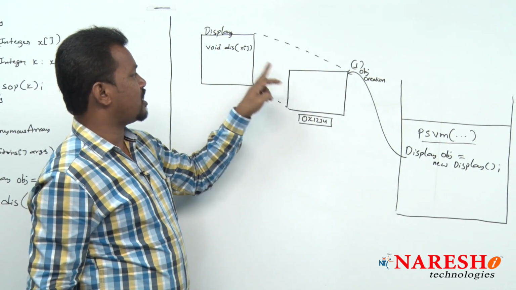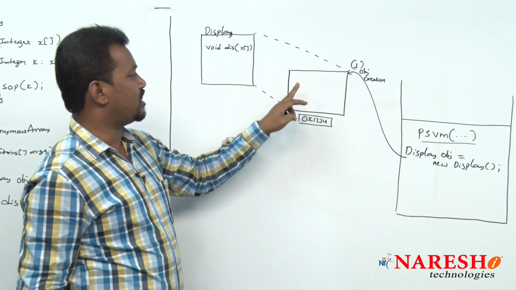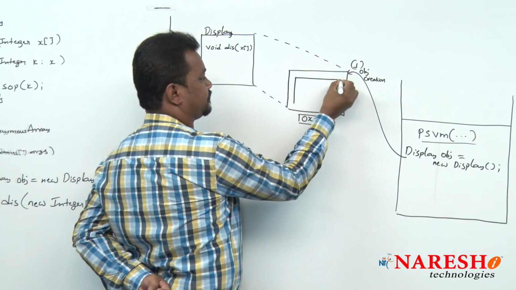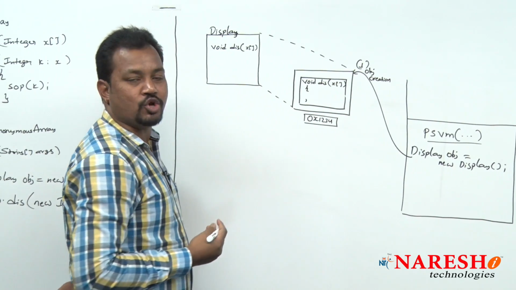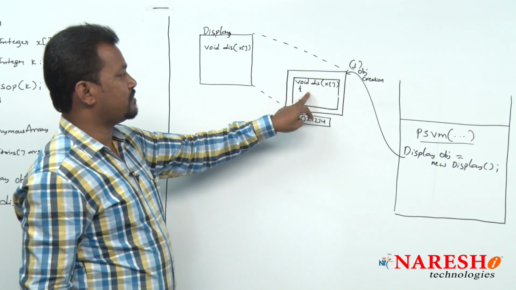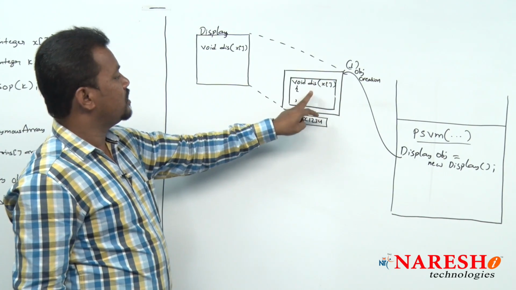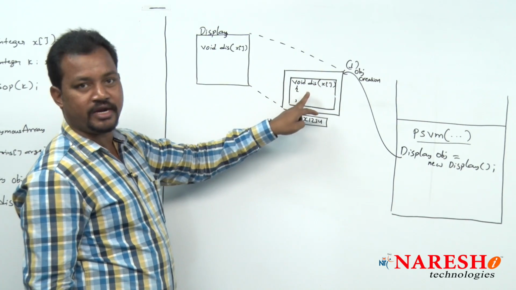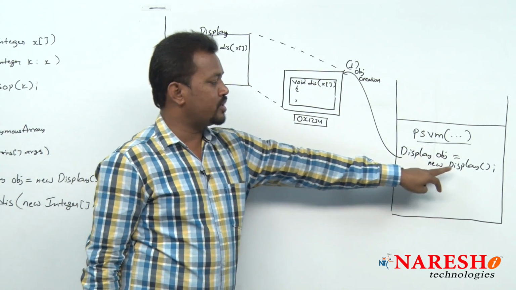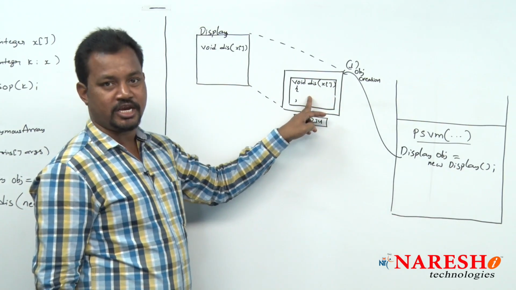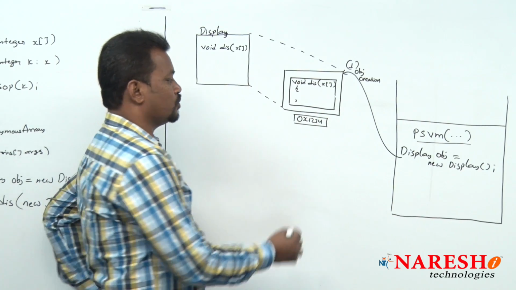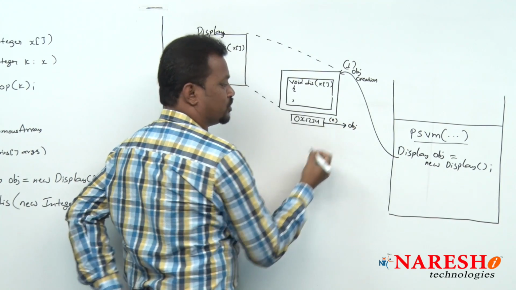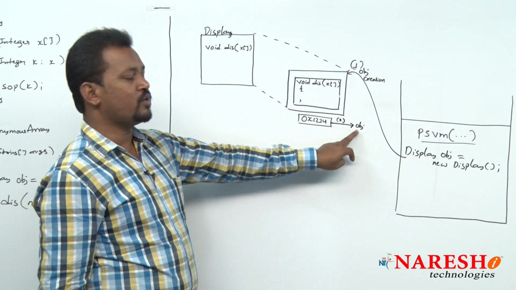While the object is being created, the non-static member will come. Imagine the non-static member is copied here. Once the non-static member is copied here, this object creation has ended. New display means one object is created, and we load the reference onto this reference variable, obj. So the reference of this object is held by obj.